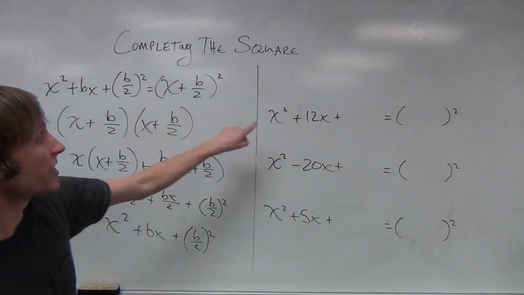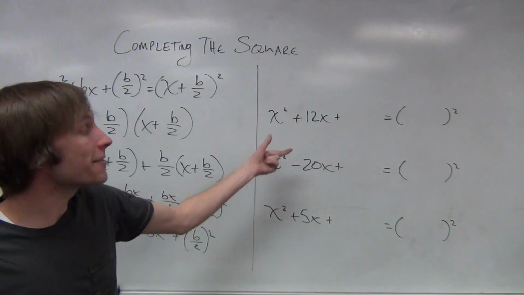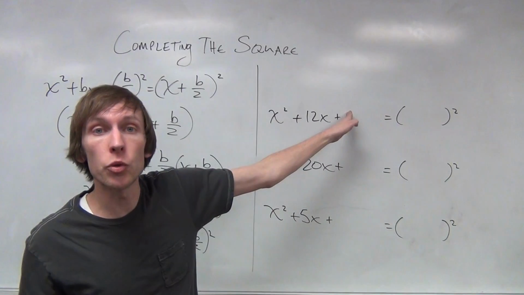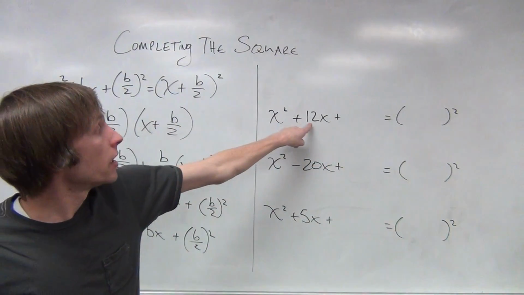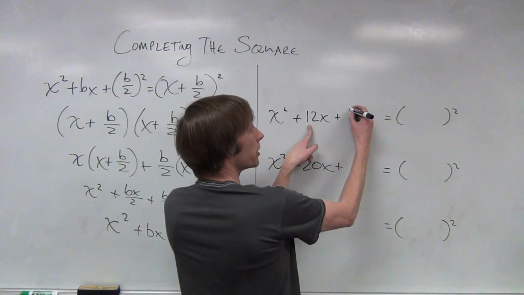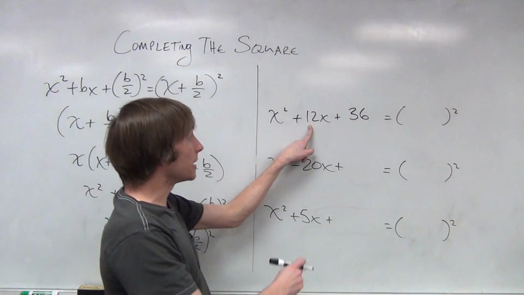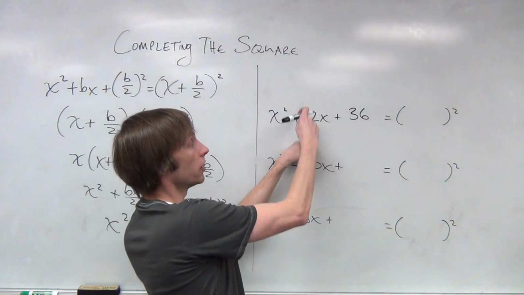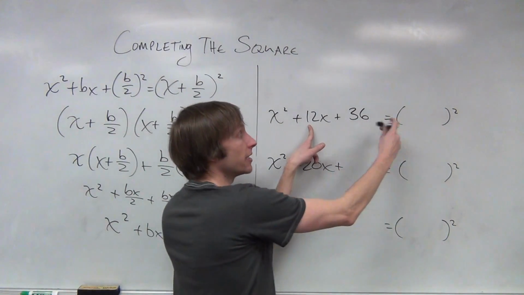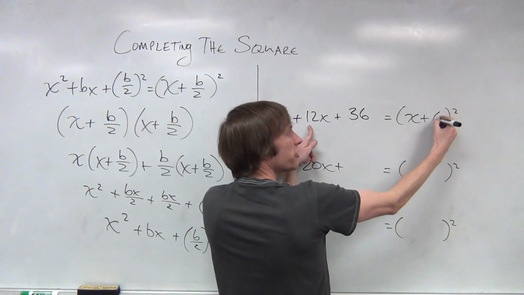All that we need to do is take this number, this number, this number, and divide it by 2, and that tells us what goes here. We'll take that number divided by 2 and square it. So this number is 12, divided by 2 is 6. 6 squared is 36. So x squared plus 12x plus 12 over 2 squared, 36, is equal to x plus, what's 12 over 2? We said that was 6.